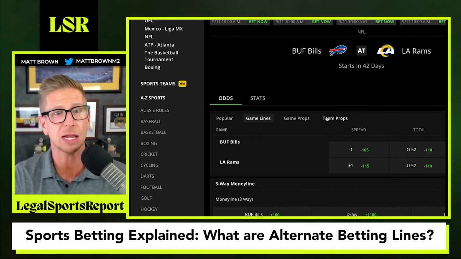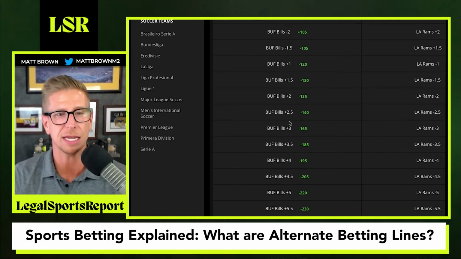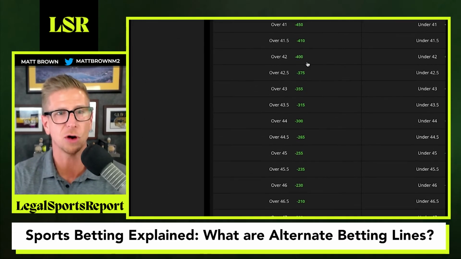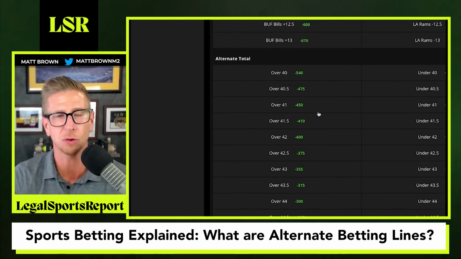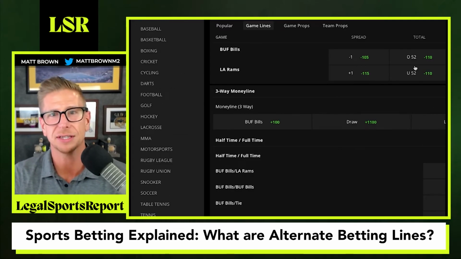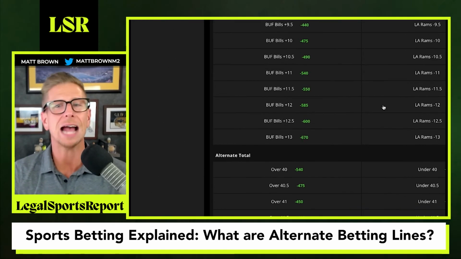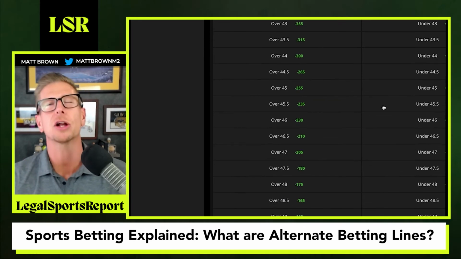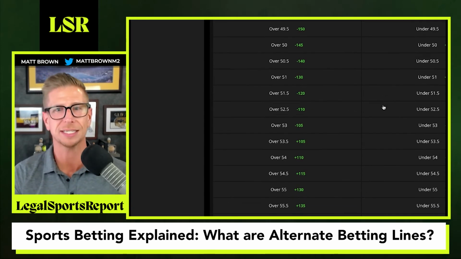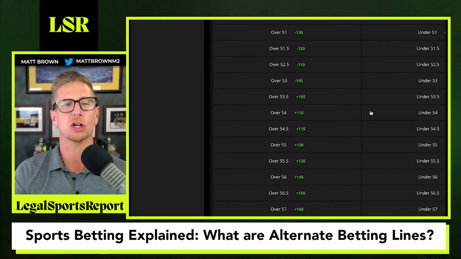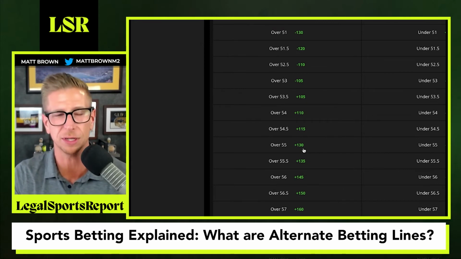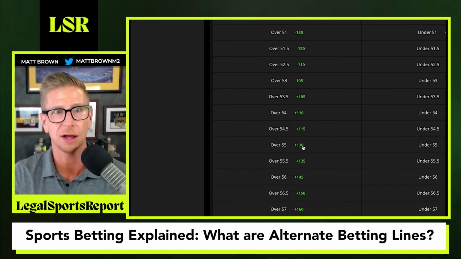You can do the same thing with totals as well. So if you wanted to make the over under, as you can see right here, here's the alternate total. The game right now is listed at 52. Let's say I think this thing is going to go bananas. They're going to score a ton of points. So instead of taking the 52, I think they're going to score more than 55 points. Well, I could take the over 55 and get plus 130 on that.